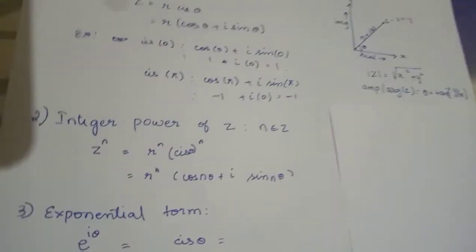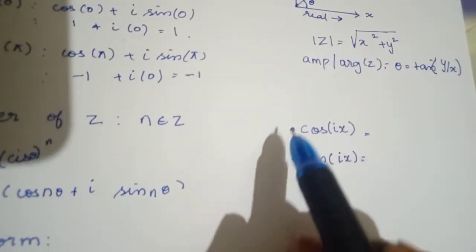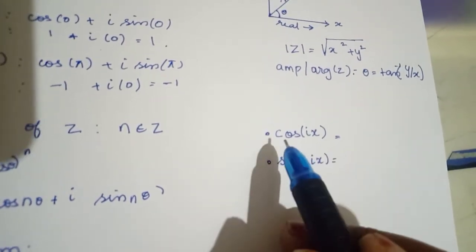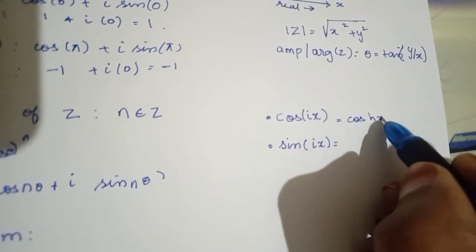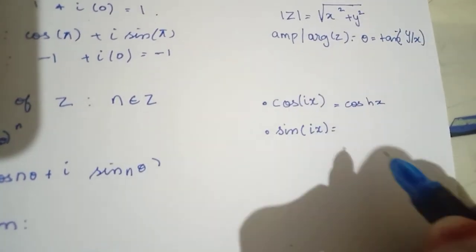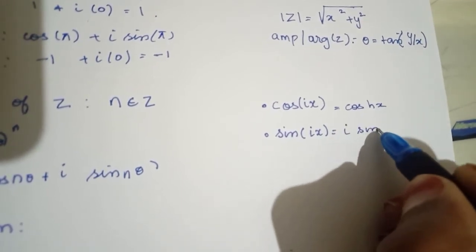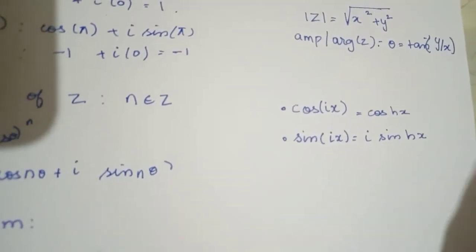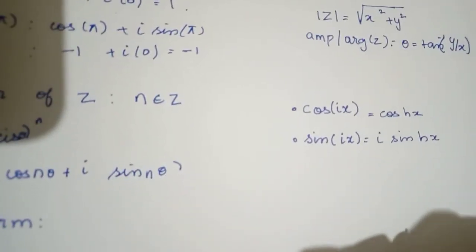Now to solve the problems of complex analysis, you have to remember two formulas which are necessary, represented in the form of hyperbolic functions. So cos ix is written as cos hx, which is the hyperbolic function of this. Sin ix can be written as i sin hx. These are based on a derivation, which will not be covered here, so it's enough if you remember these particular formulas. Now we can go and solve the problems.